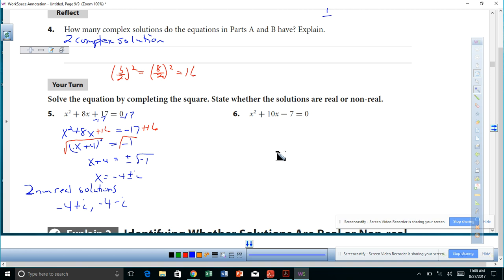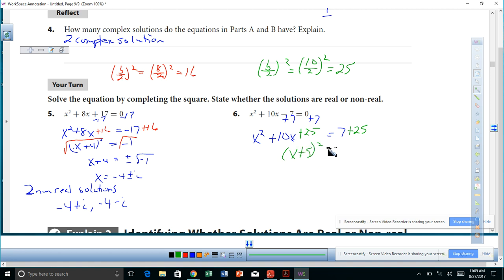And let's take a look at this one here. We're going to add 7 to both sides. So we got x squared plus 10x equals 7. Now (b over 2) squared equals (10 over 2) squared. 10 divided by 2 is 5. 5 squared is 25. So we're going to add 25 to both sides. And that's going to give us, since 10 over 2 is 5, (x plus 5) squared equals 32. Let's go back to the blue here.